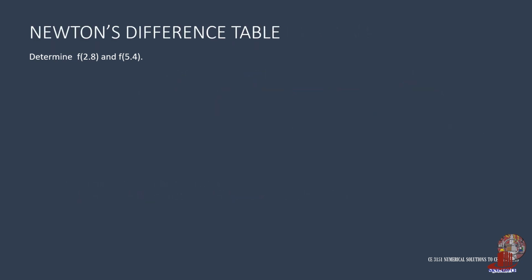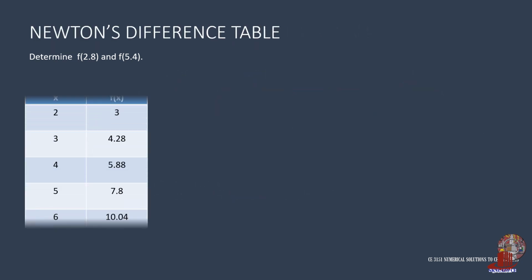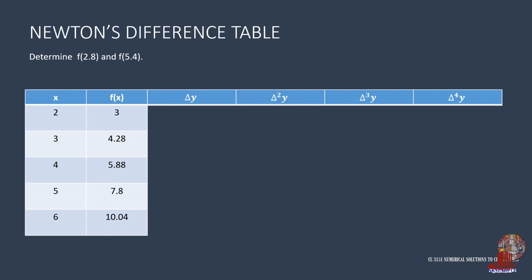Start off with Newton's difference table. The first two columns would consist of x and f of x. The next column will be tagged as delta y as we are to take the difference of the y's. That would start with 4.28 minus 3, which is 1.28.